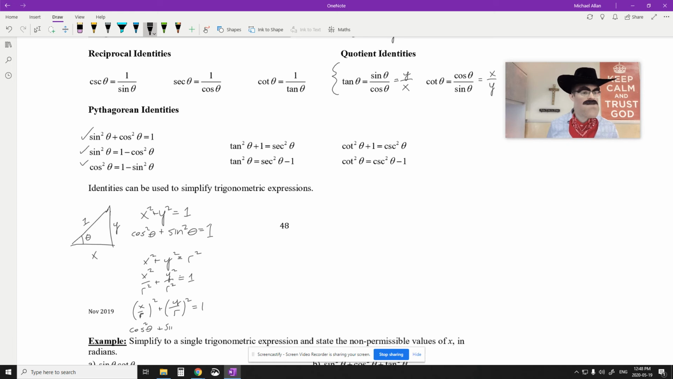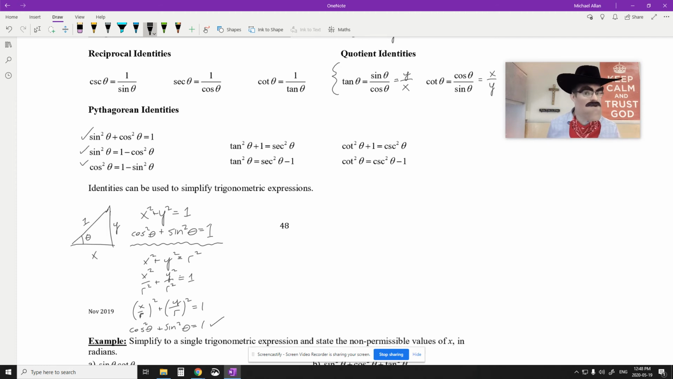And then I got sine squared theta. So 1 as well. Okay. So this holds true even if you're not on the unit circle. If you're on the unit circle, it's pretty easy to see that it works. But if you're not on the unit circle, you can make it equal to r squared, divide the r squared over, and eventually it just works itself out. So it is an identity, a true identity.